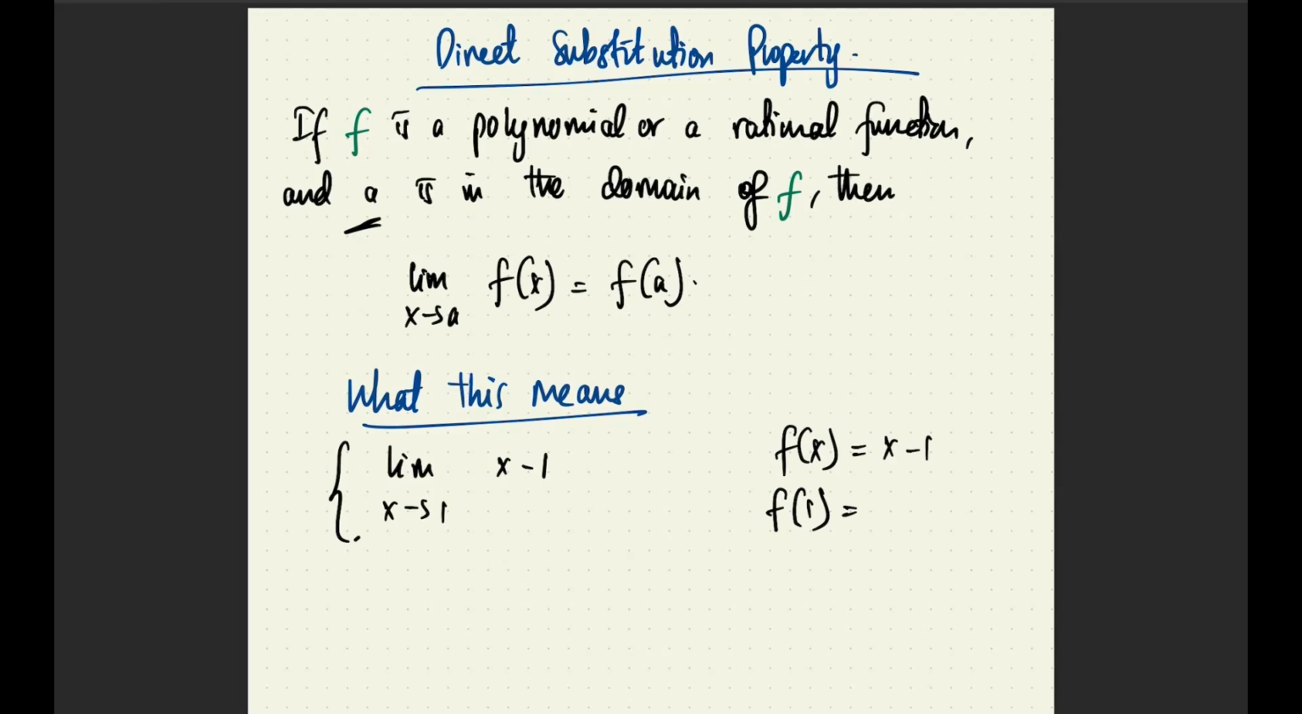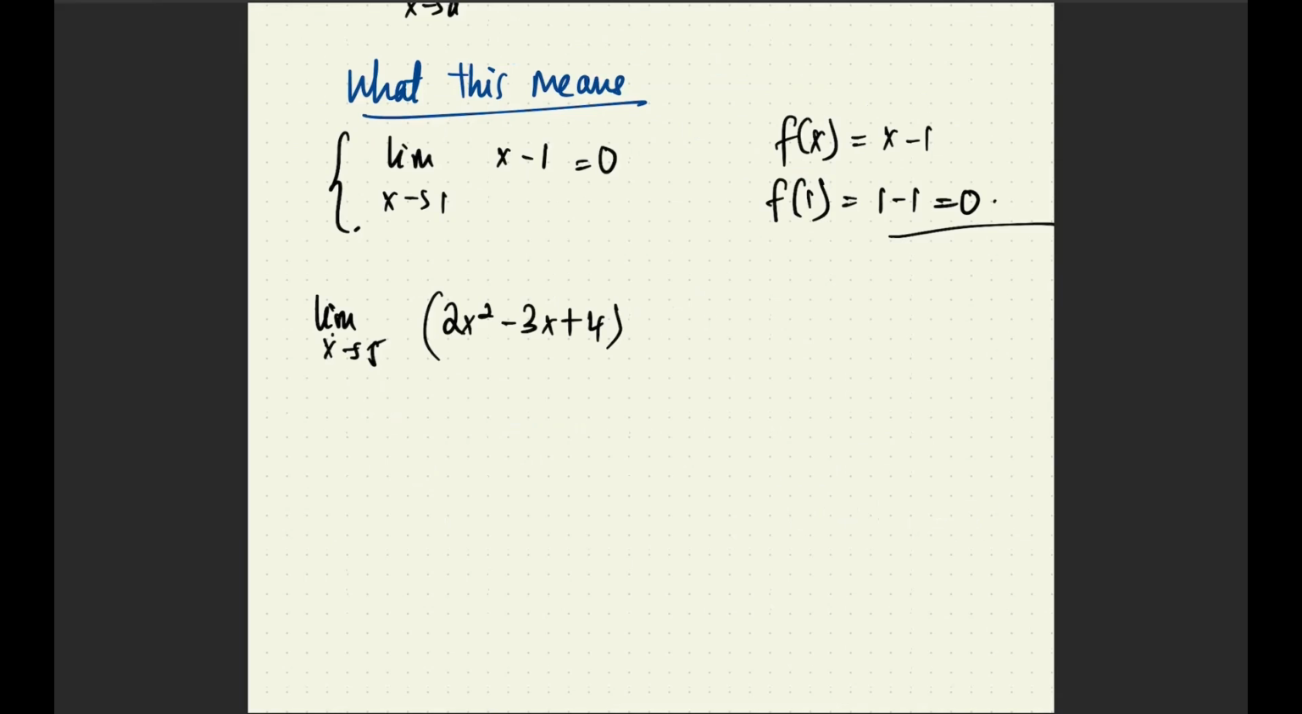So since the function is x minus 1, I can just do the simple substitution, right? I can plug in the value of x. So I'm plugging in 1 minus 1 and that gives you 0. So this gives us 0. As we've seen, the direct substitution property basically makes our life simple, right? This is an example that we solved using the limit laws. But if we use the direct substitution property, all we need to do is to plug in the value x approaches, right? To plug in this 5 everywhere we have an x.